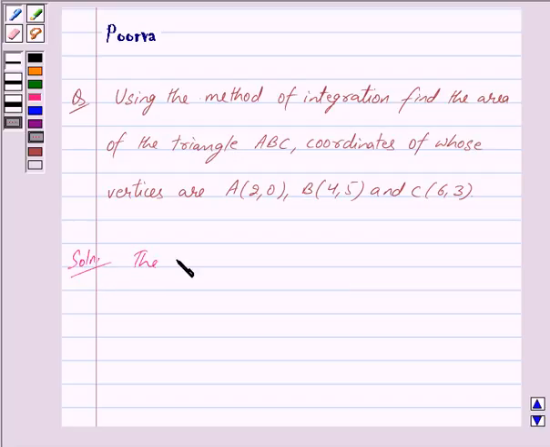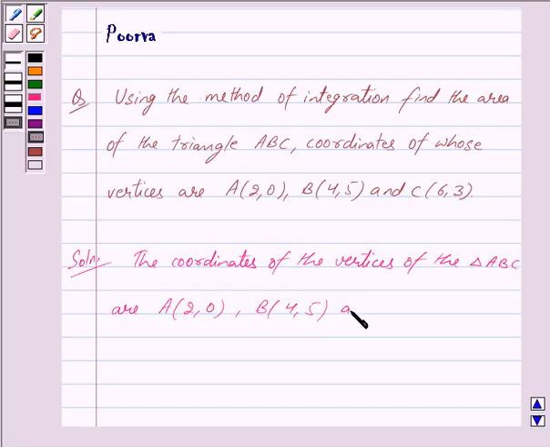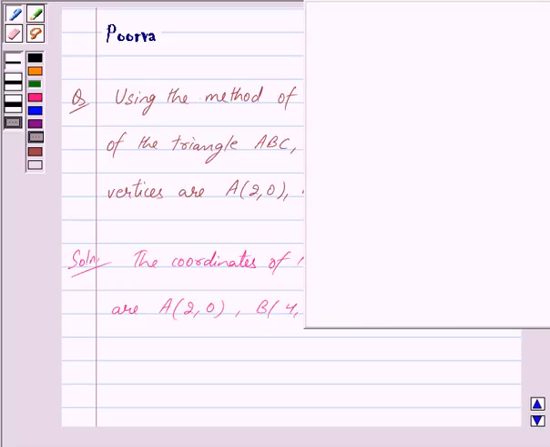Now the coordinates of the vertices of the triangle ABC are A (2,0), B (4,5) and C (6,3). Now suppose we have a line AB whose coordinates are (x1, y1) and (x2, y2).